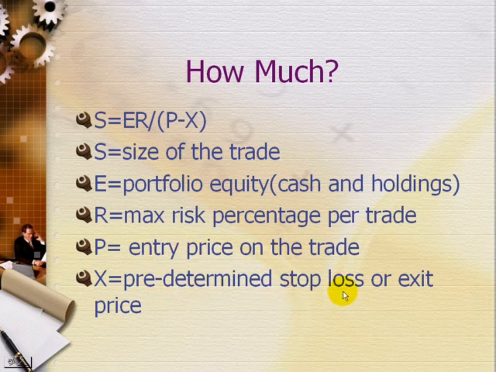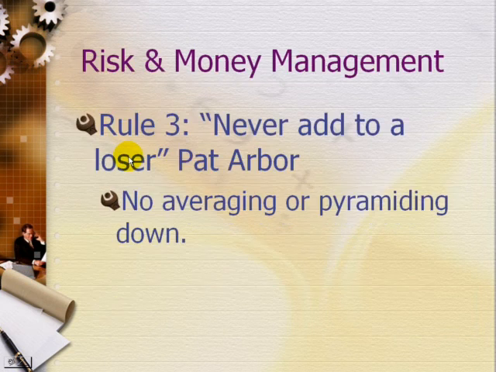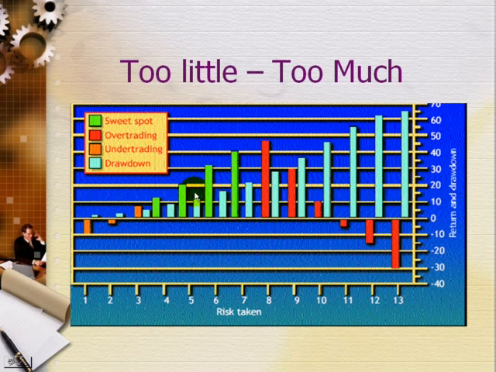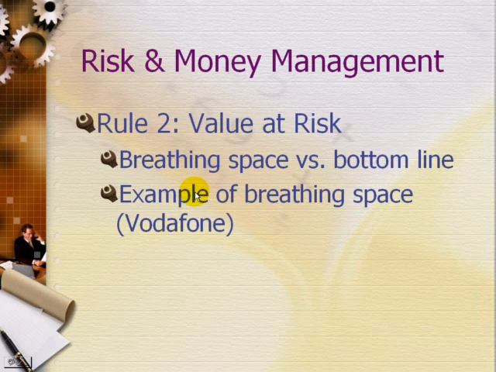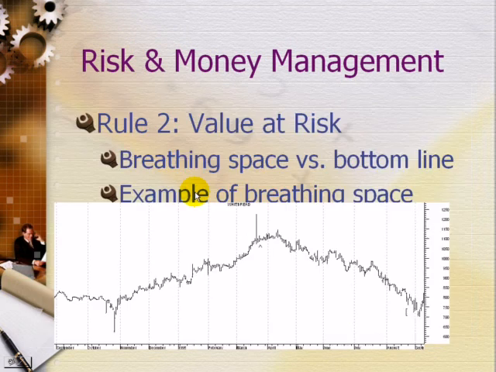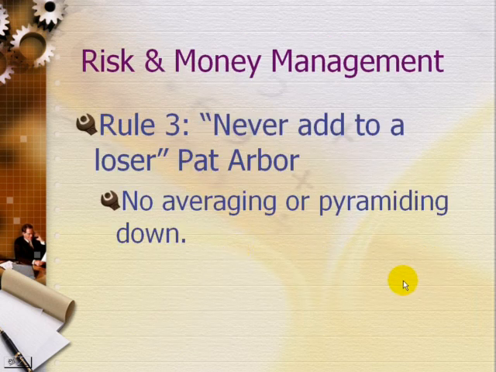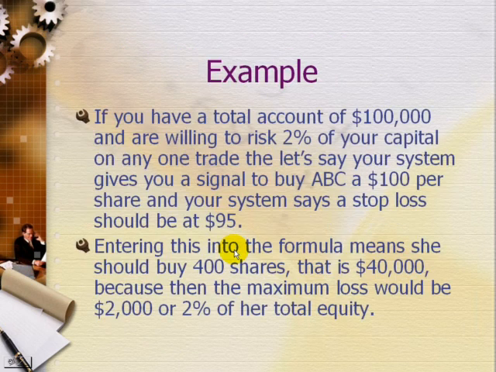You divide that by, you work out P minus X. P is the entry price on the trade. X is the predetermined stop loss or exit price. So, if the entry price was 100 and the predetermined stop loss or exit was 90, that's 10 pence. And then you work out the portfolio size times the maximum risk size, and that gives you the size of the trade. It's actually a little bit like the previous one that I just showed you, going back and back and back. If I can get back to it, it was a little bit like the 3% rule. Here it is, all the way down here. The 3% rule. It just helps you work out the maths on it.